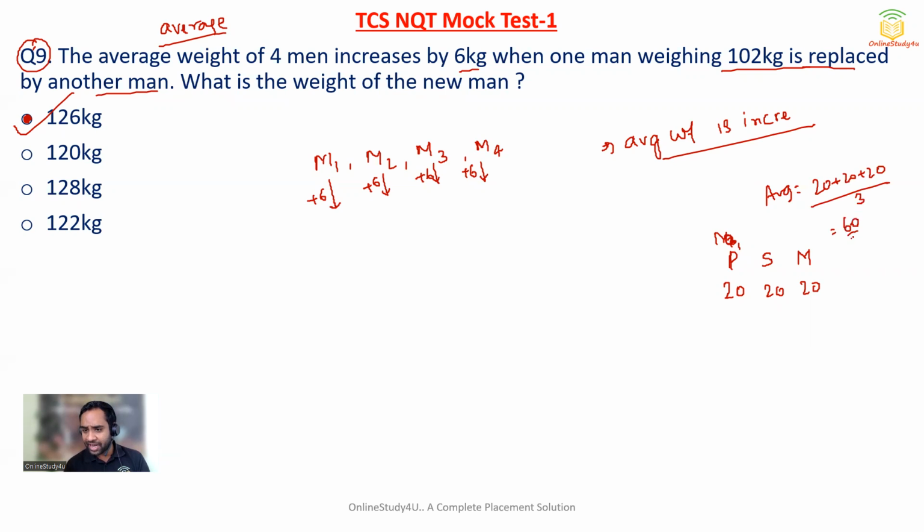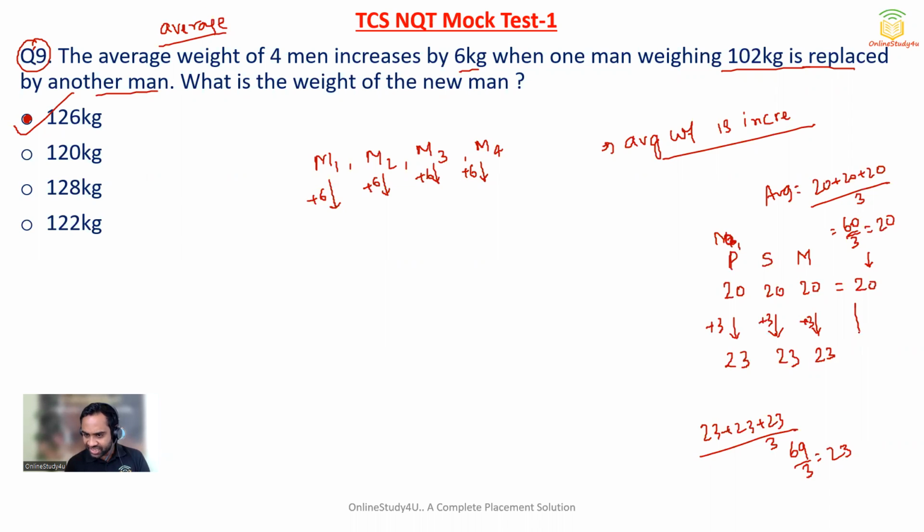So 60 by 3, the average age will be 20. Our average age is nothing but 20 now. So what happened? Everyone's age increased by 3 years. What will be our average now? The average will be 23 plus 23 plus 23, add everything and divide by the number. So 69 by 3 is 23.